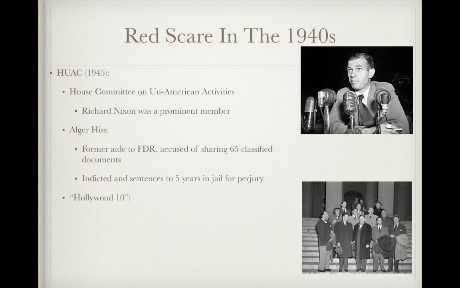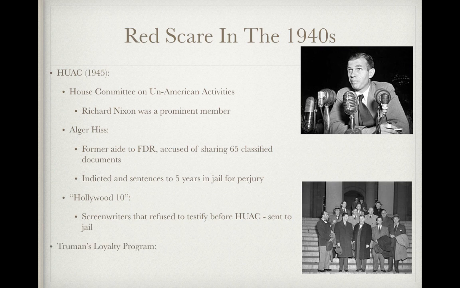The Hollywood 10 is another reason for the Red Scare in the 1940s. These were screenwriters that refused to testify before HUAC, and they were sent to jail. There was fear that a lot of members of Hollywood were secretly communists and producing pro-communist propaganda films. 10 screenwriters and directors refused to testify before HUAC, and they went to jail for that.